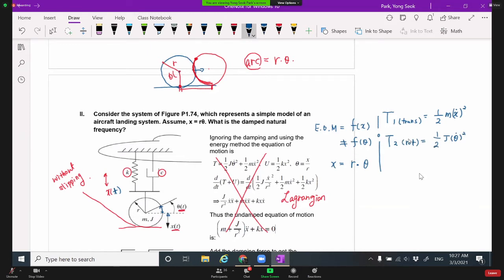This is not an easy problem though. Then are we done for the kinetic energy? Are we done for the kinetic energy? Any other kinetic energy? No. You go sleeping.